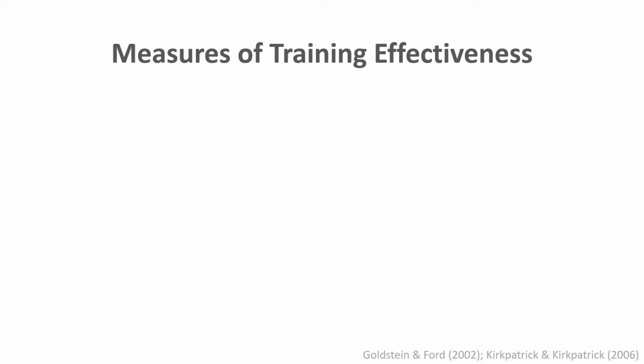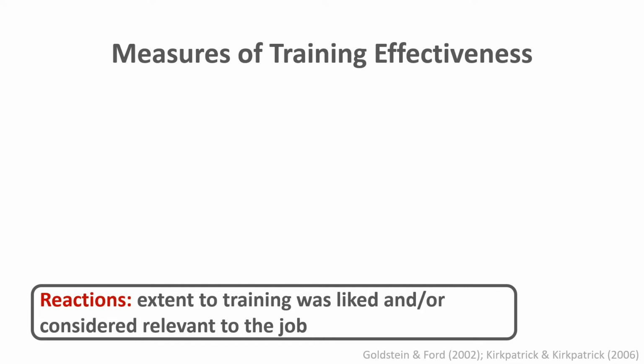So let's now start with measures of training effectiveness. And what do I mean by that? Well, measures of training effectiveness are essentially what are we measuring in terms of the KSAOs, the competencies, or the behaviors that we hope people will learn as part of the training program, and how do we go about doing that, and what types of measures might we use? So perhaps the most common type that you'll see is what are called reactions measures of training effectiveness. And so what do we mean by reactions? Well, in this context, we mean the extent to which the training program was liked or considered relevant to the job by the trainees themselves.